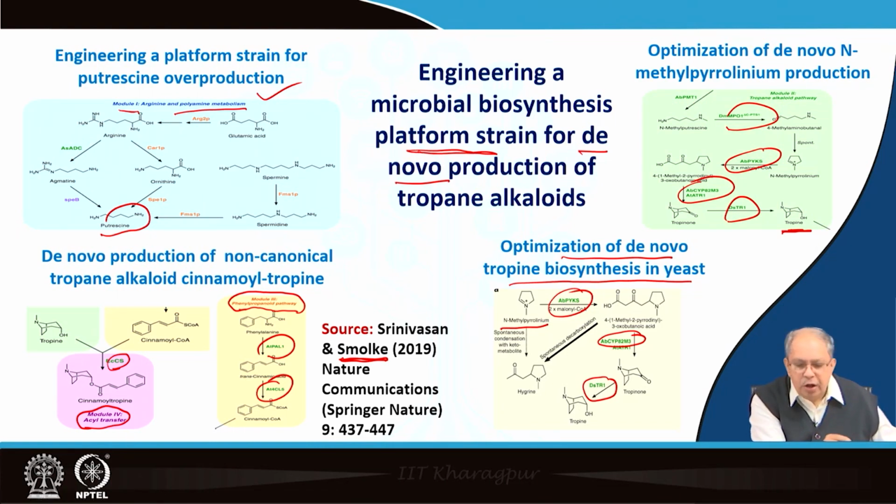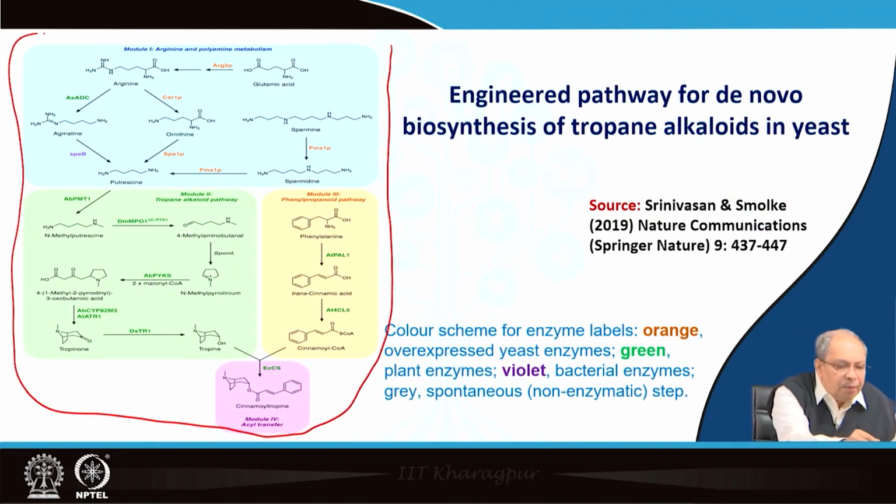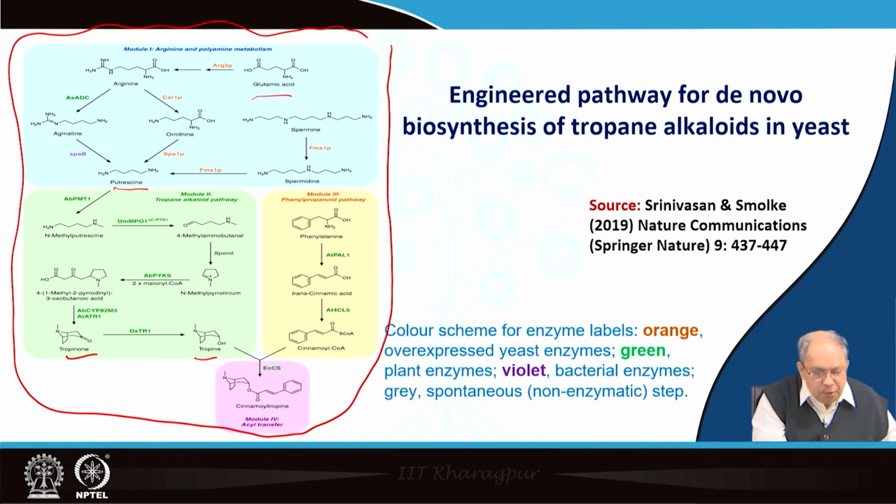That means now they joined module 1, module 2, module 3 and module 4, and as a result of this joining, we see this whole pathway, starting with glutamic acid, then making putrescine, then from there making tropinone and tropine, and this tropine joins with cinnamoyl CoA and makes cinnamoyl tropine. So, this is the engineered pathway for de novo biosynthesis of tropane alkaloids.